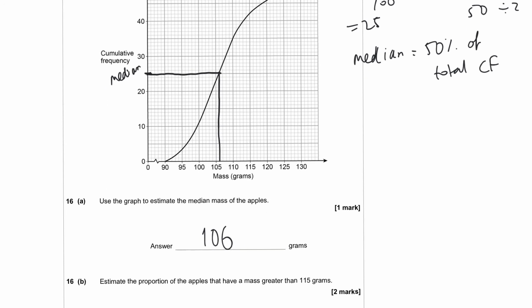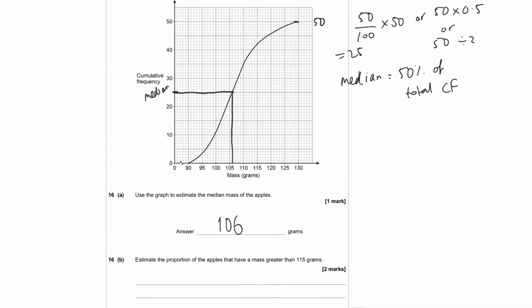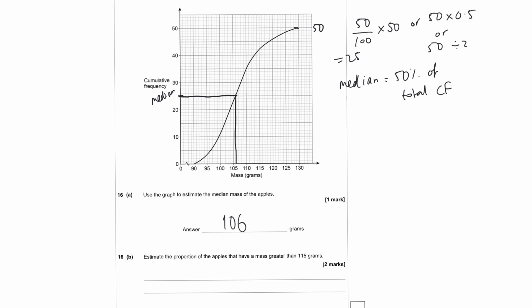And then if we go on to part B, I'll zoom out so you can still see the graph. So part B says estimate the proportion of apples that have a mass greater than 105 grams. Correction, 115 grams. So we're going to draw a line up from 115 to where it hits the graph, and then draw across. So that is hitting at around 42.